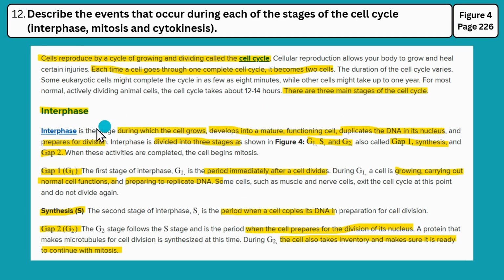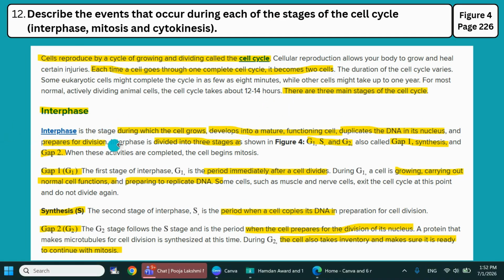So there are three main stages, as I told you. Interphase: the cell grows, develops into a mature functioning cell, duplicates the DNA in its nucleus, and prepares for the division. Interphase, as I told you, is divided into three stages: gap 1, synthesis, and gap 2.